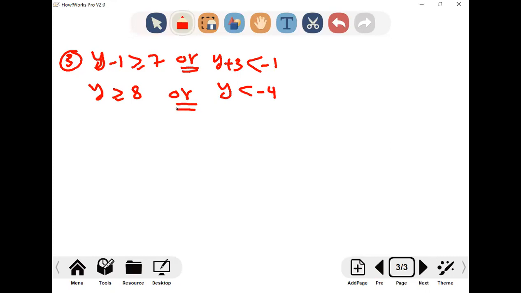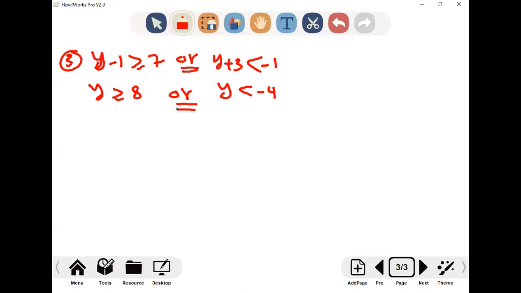So the solutions are y more than or equal 8 or y less than minus 4. If you tell me that the solution is y more than or equal 8, I will accept it. Like chips or chocolate. One of them. If you told me instead the solution is y less than negative 4, I will accept it. Both solutions are acceptable.